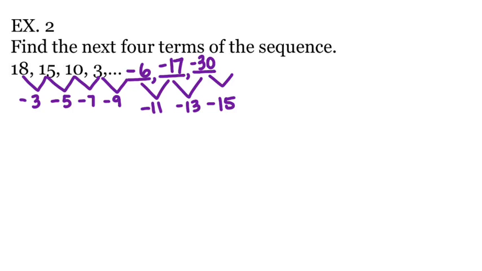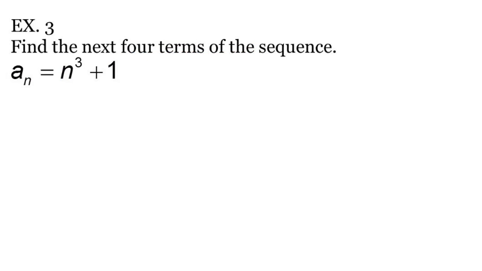-15 is the next odd number, so -30 minus 15 would be -45. So sometimes it may not be the same number each time. It might be odds or evens, or there's another pattern going on in that subset.